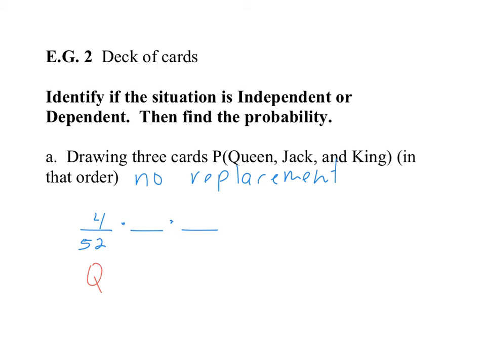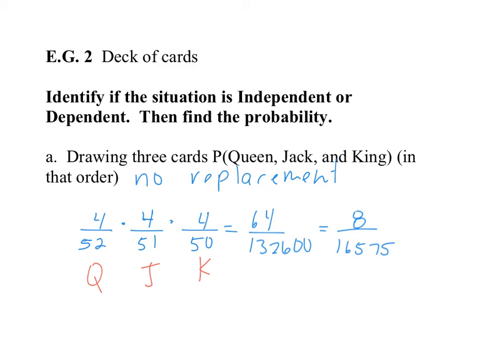When we're trying to draw the jack, which is the second card, we now have 51 cards. We still have 4 jacks in the deck of cards. And when we're trying to draw the king, we're now down to 50 cards. We still have 4 kings in the deck. And you multiply the numerators and the denominators and reduce. So the probability is 8 out of 16,575.